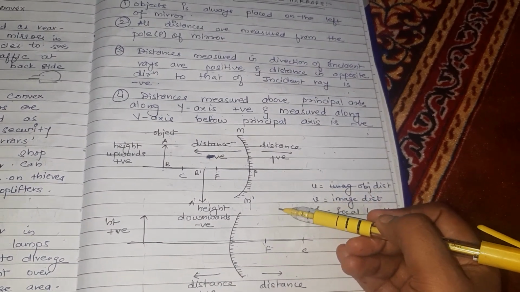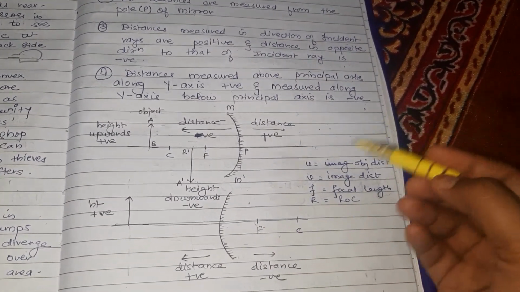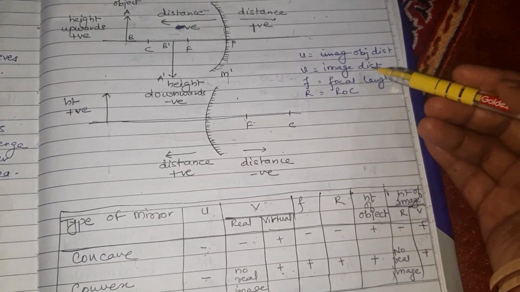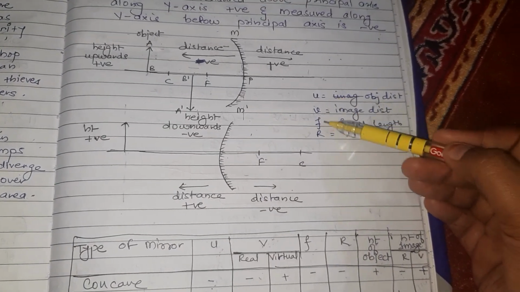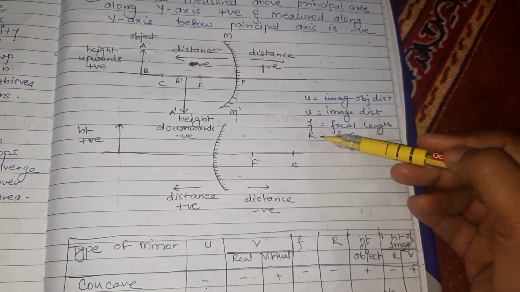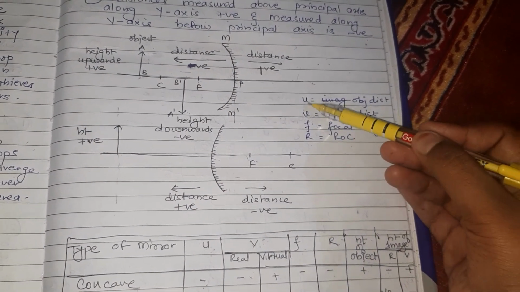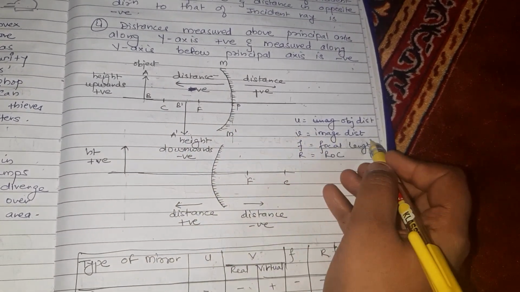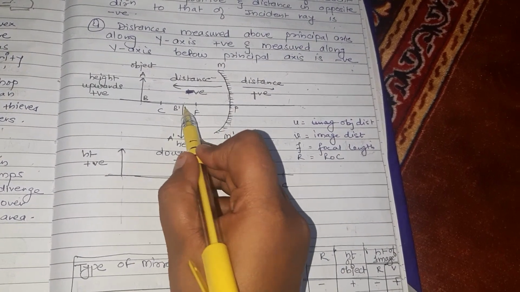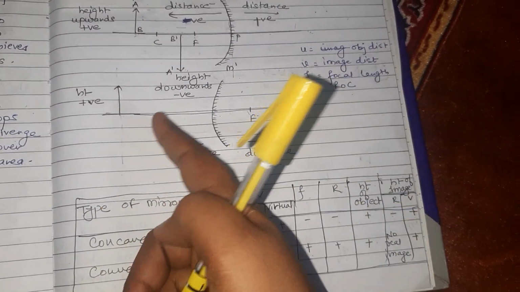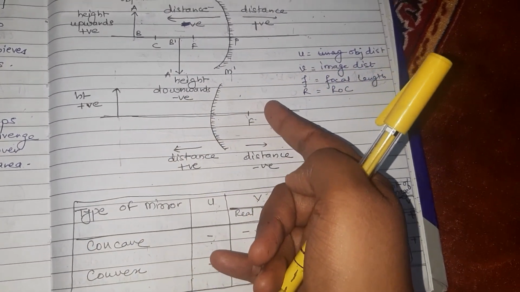Now before starting this table, we should know what U, V, F and R mean. F and R you already know. F is the focal length and R is the radius of curvature, where U is the object distance, that is the distance of the object from the pole, and V is the image distance, that is the distance of the image from the pole. Now we all know that in the case of a convex mirror, the image is always formed behind the mirror, right? Remember this.